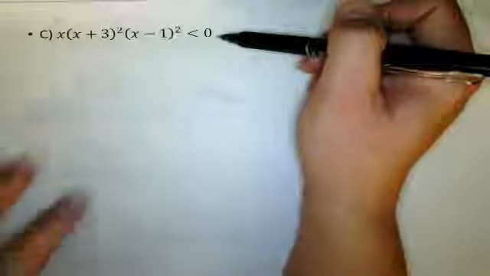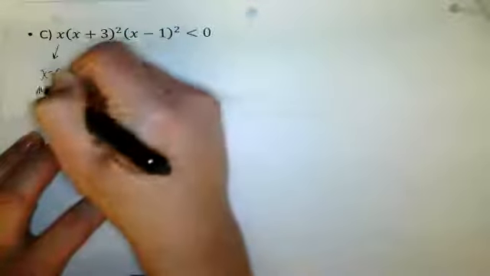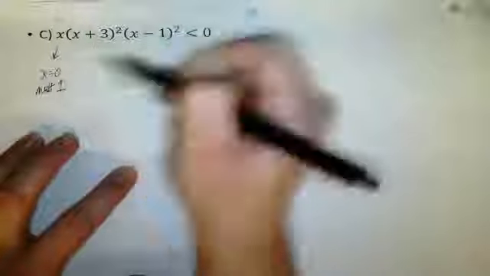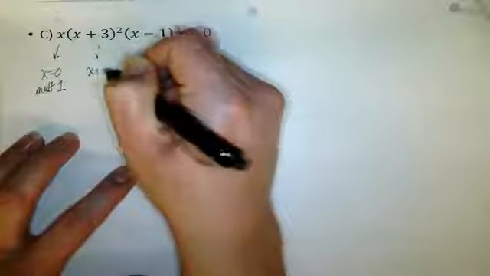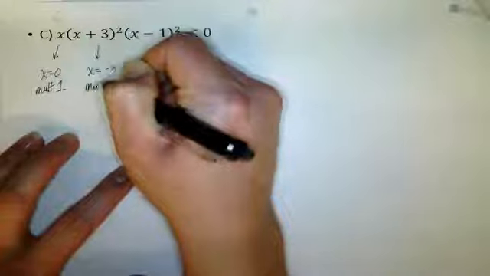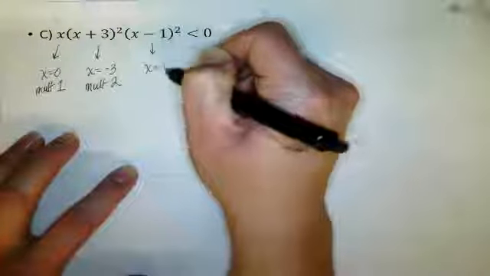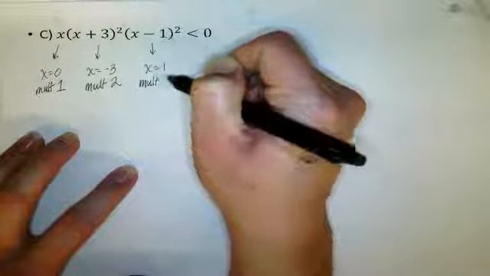And so now we need to just find the zeros, which we can do by setting each bubble equal to 0. So we have x equals 0, multiplicity 1. Here we get x equals -3. What's the multiplicity here? 2, because of our power. And here we get x equals 1 with also a multiplicity of 2. What does it mean to have a multiplicity of 2? It bounces, yeah.